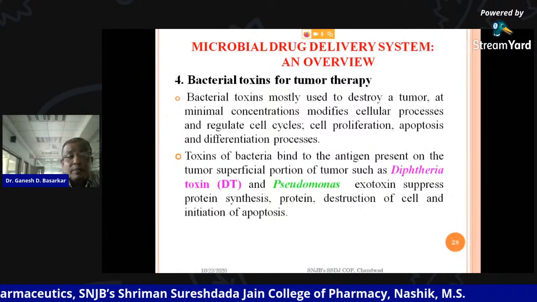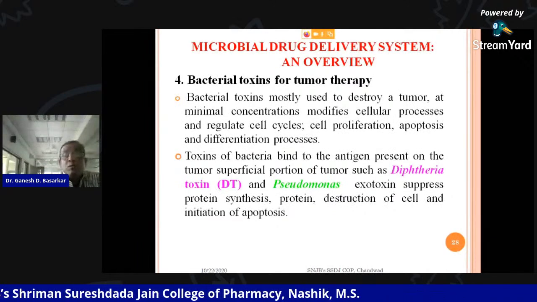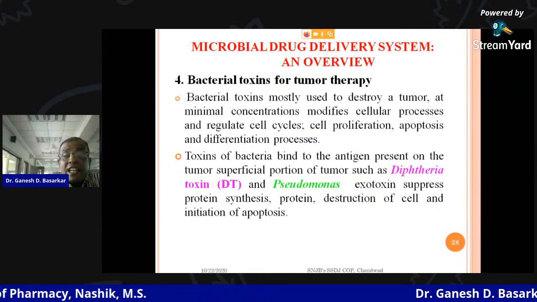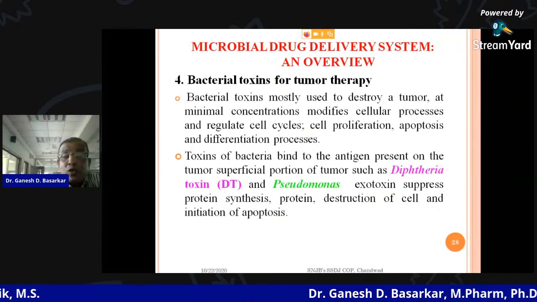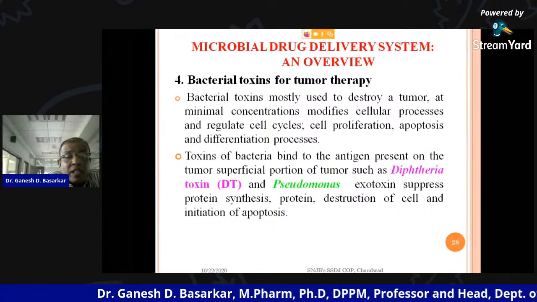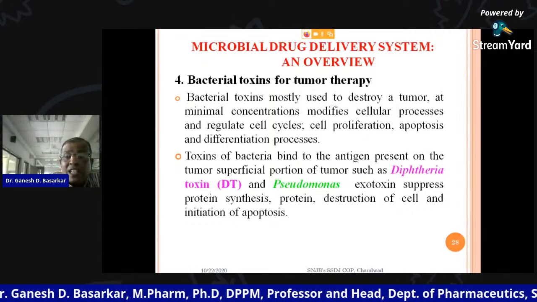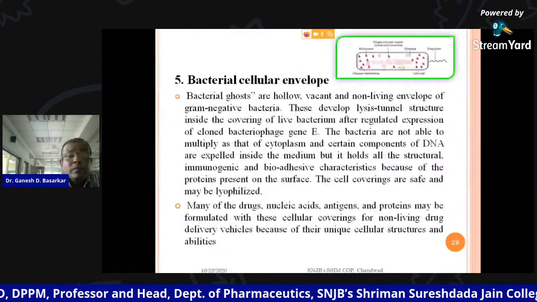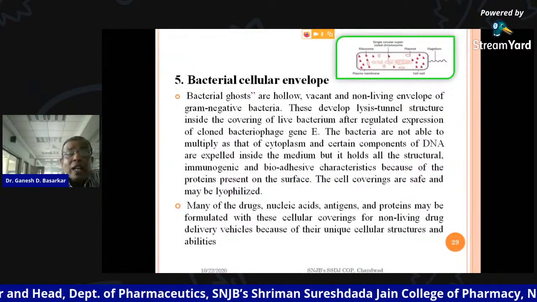Then the bacterial toxins. Bacterial toxins are mostly used to destroy the tumors. And in this, the leading ones are the diphtheria toxins as well as the Pseudomonas exotoxins. They suppress protein synthesis, destroy the cells, and initiate apoptosis.